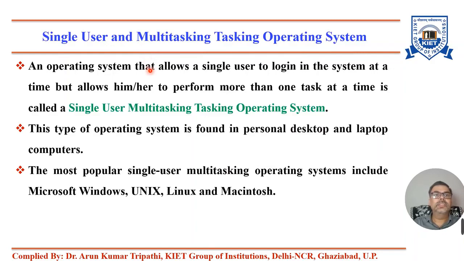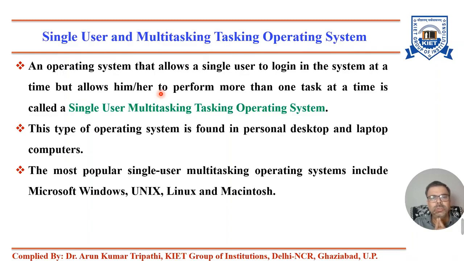Single user multitasking operating system. The single user multitasking system allows only one user to log in to the system and it can perform multiple tasks simultaneously. For example, I am the user, I have entered the system and I can perform a copy, I can listen to a song, I can write a C program, etc. Windows 95 is an example of a single user multitasking operating system.